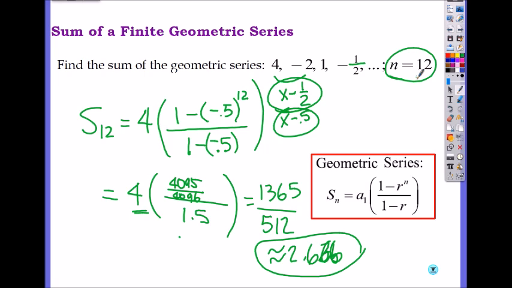Next time, what we're going to do is see what will happen if we add infinitely many terms. It could either converge or diverge.